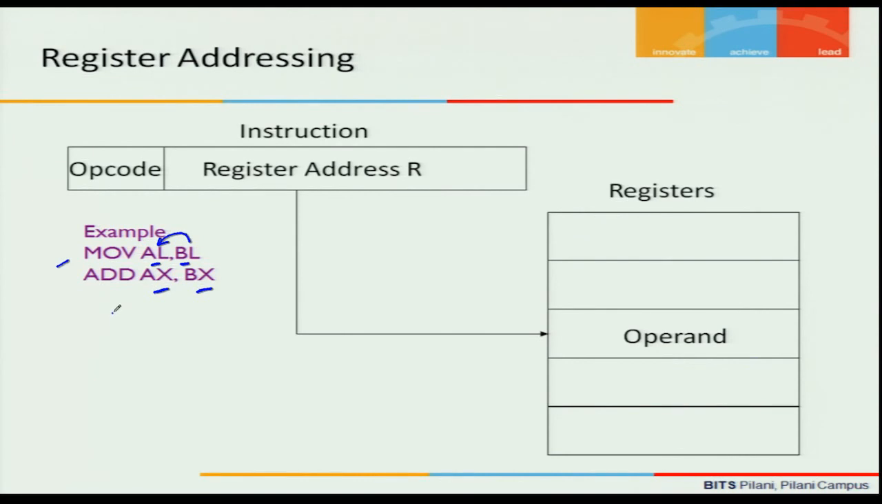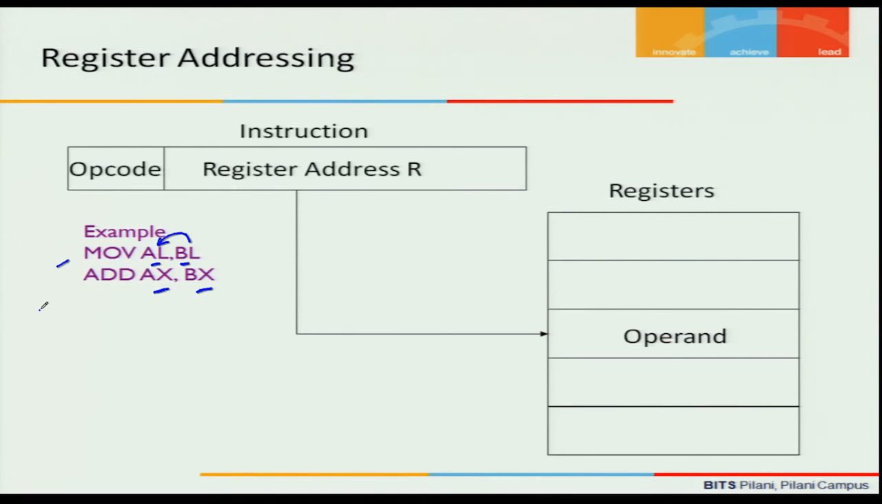The movement is from BL to AL. Similarly, the instruction ADD AX, BX will add two 16-bit quantities which are already in registers, the two registers being AX and BX, and the result will go back into another register which is AX itself. So all operations are happening on values which are already in registers, and we say that this addressing mode is the register addressing mode.